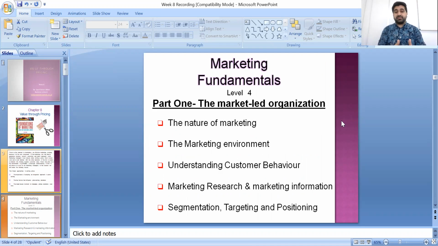We discussed the different strategies, how to attract customers. We discussed marketing research. We talked about the different sorts of primary research and secondary research we learned in previous weeks. We also discussed segmentation, how we can segment, how we can target the customers, and how we can position our product within the market.